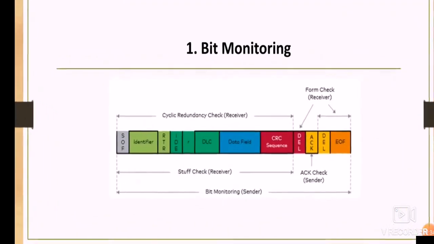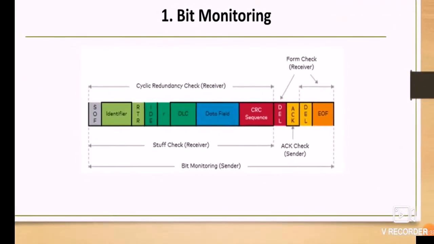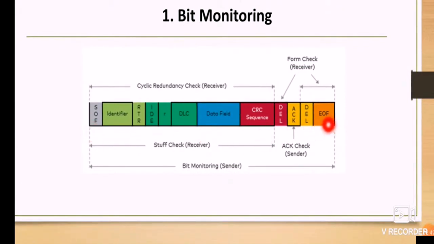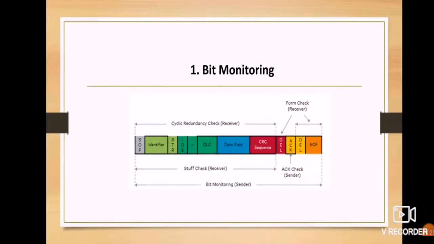Here we have a clear understanding with the pictorial representation. As we start with SOF and end with EOF, the end of frame, the bit monitoring runs from here to here. This includes the SOF, identifier, RTR, ID, DLC, data field, CRC, DEL, then ACK, again DEL, and EOF. All of this bit monitoring is checked in terms of the sender, because I'm the transmitter. You have to understand that bit monitoring relies only on the sender and not on the receiver, whereas stuff check, CRC, and form check come under the receiver, while the acknowledgement and bit monitoring come under the sender, that is, the transmitter. This is what bit monitoring is all about.